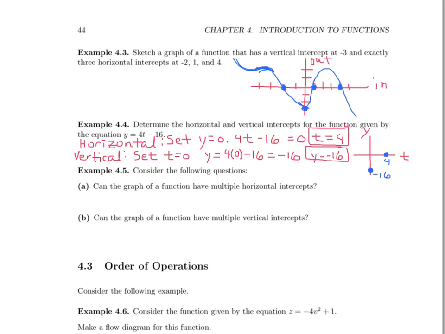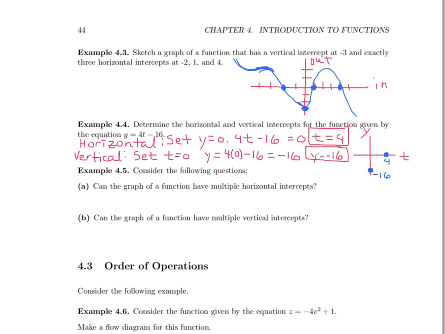Now let's look at example 4.5. To answer the two questions in this example, you have to go back and think about the primary feature of a function, and that is that every input has at most one output. Now let's take that thinking and apply it to question B first. Can the graph of a function have multiple vertical intercepts? Well, recall that a vertical intercept is the output value when you put the number 0 into the function.